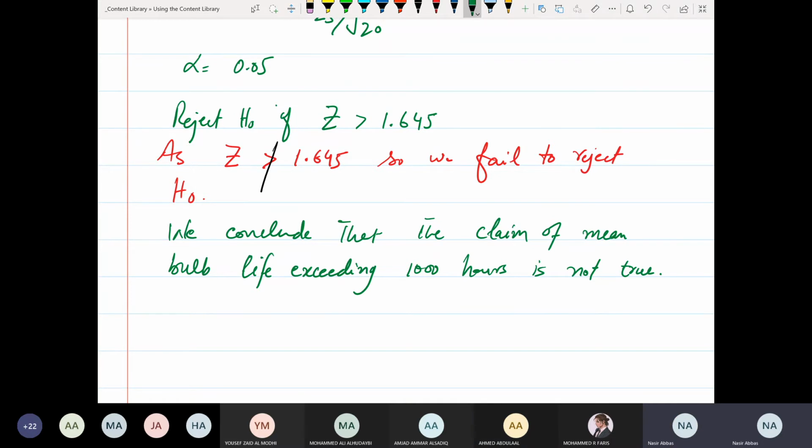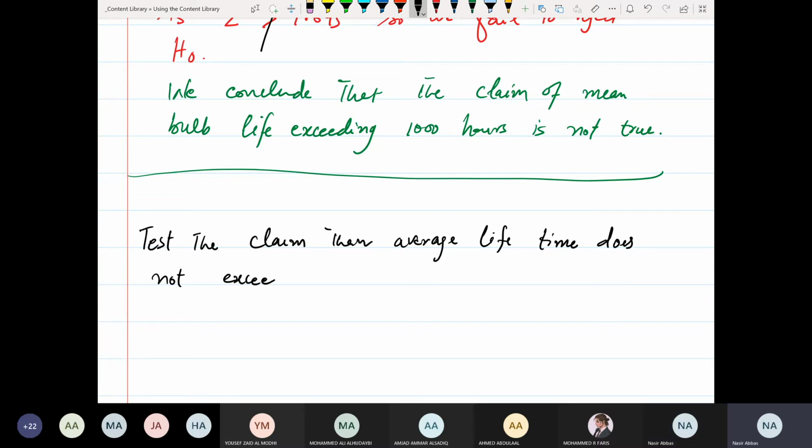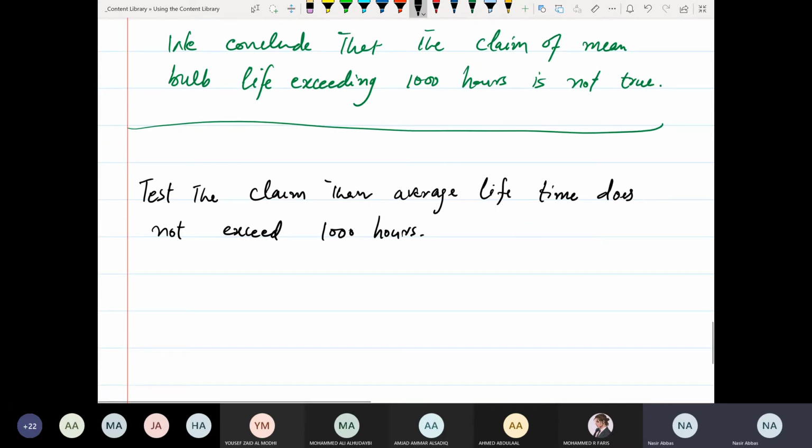Let us practice making H0 and H1 for different statements. What if you were testing the claim that the average lifetime does not exceed 1000? The question previously was that the average lifetime exceeds 1000. Now I'm saying test the claim that it does not exceed 1000. What will be your H0, H1?